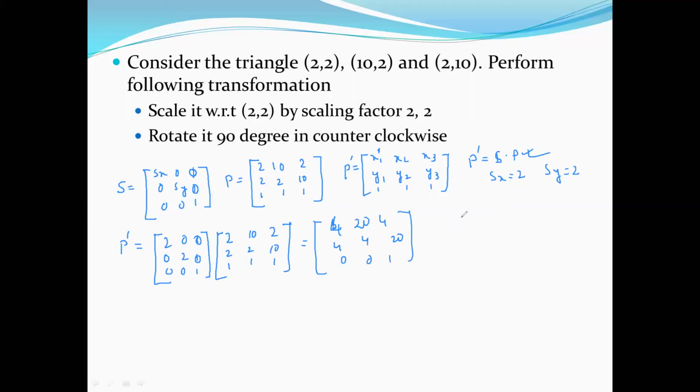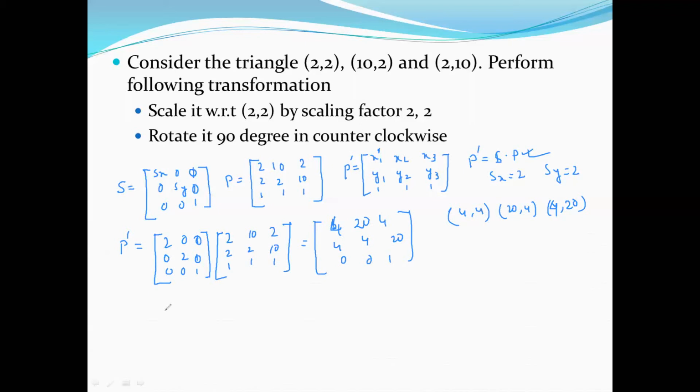That means after performing the scaling operation, the points of the scaled triangle are 4, 4, 20, 4 and 4, 20. So you can see there are no common points. All points get changed. So here the entire triangle will be shifted from its original position to somewhere else. Clear? Now, if you want to perform the scaling with respect to the point 2, 2, how can we do that?